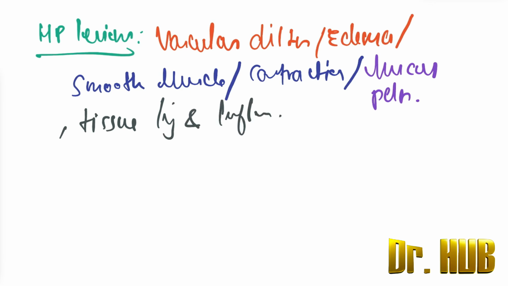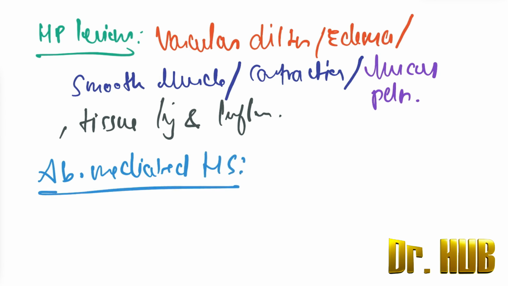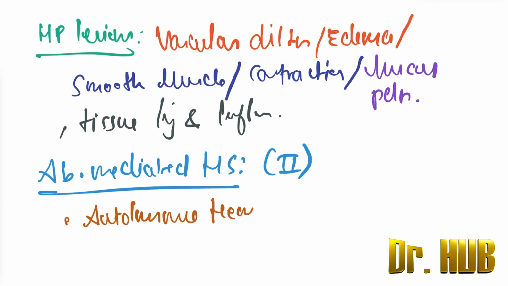Next, let's focus on antibody-mediated hypersensitivity. This is nothing but type 2. What does this include? This includes autoimmune hemolytic anemia. Next comes Goodpasture syndrome.